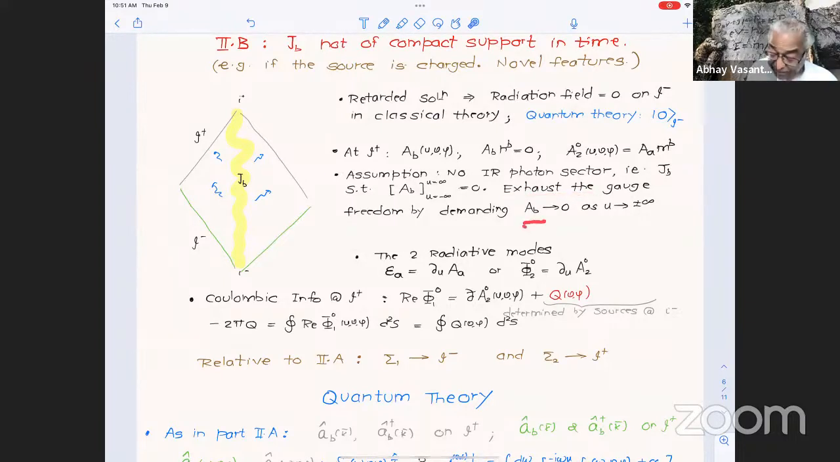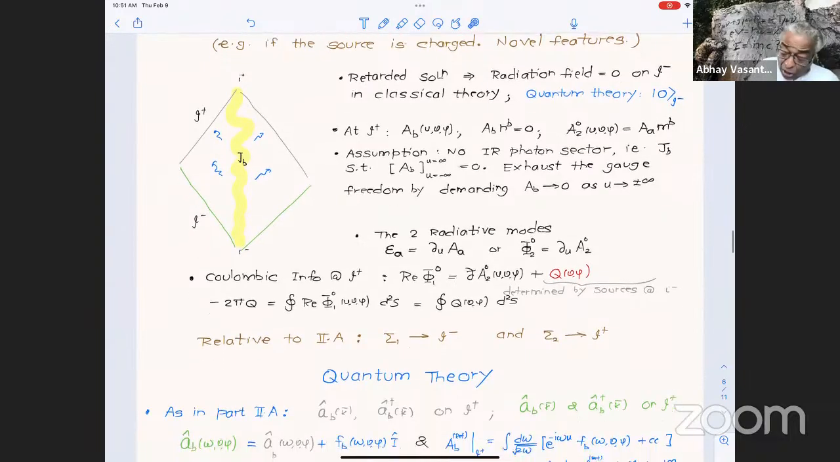We can exhaust the gauge freedom by demanding that A_B goes to 0 at both ends. No infrared sector says that the value of A_B here is equal to the value of A_B there, so we can make both those values equal to 0. This is basically because A satisfies A dot N equal to 0. And therefore, the freedom that I have is A_A goes to A_A plus gradient of f, where N^a grad_a f equal to 0. So f cannot be time dependent. It can only depend on theta and phi. And I can just choose that dependence on theta and phi so that at minus infinity A_B is 0. And then that makes it 0 in the future.